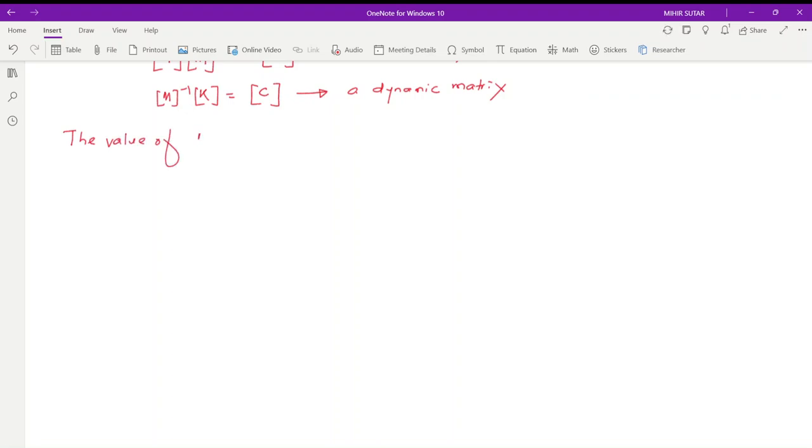Now the value of M inverse can be obtained as M inverse is equal to the adjoint divided by its determinant.